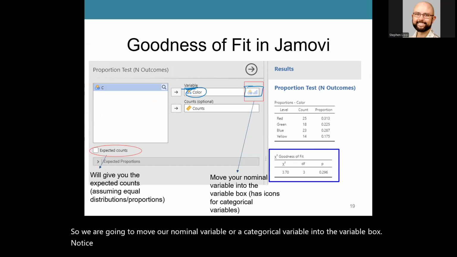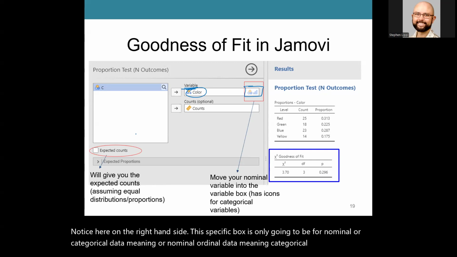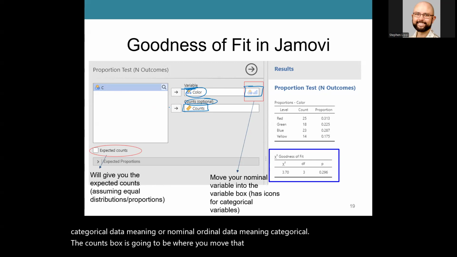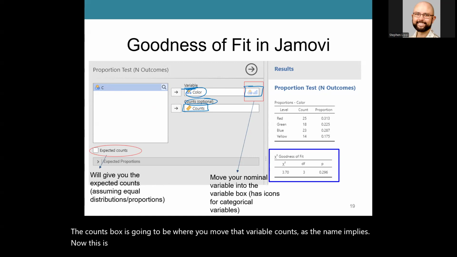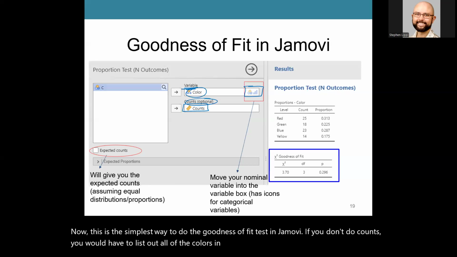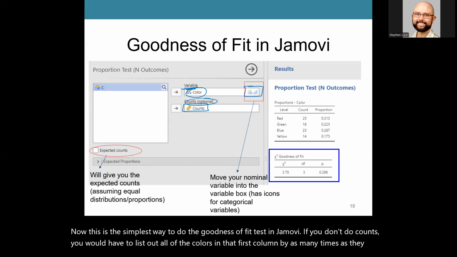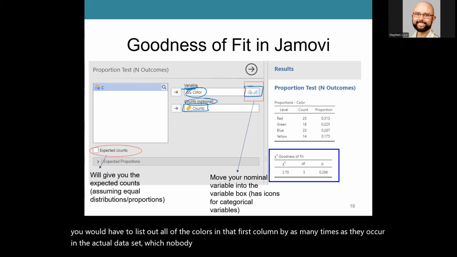Notice here on the right-hand side, this specific box is only going to be for nominal or ordinal data, meaning categorical. The counts box is going to be where you move that variable counts, as the name implies. Now, this is the simplest way to do the goodness of fit test in Jamovi. If you don't do counts, you would have to list out all of the colors in that first column as many times as they occur in the actual data set, which nobody really has time to do.